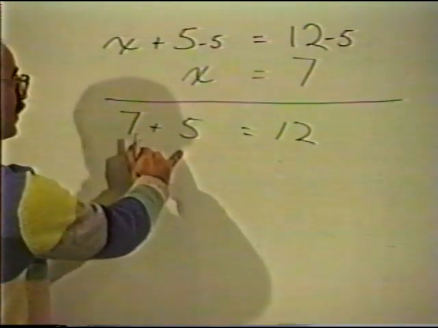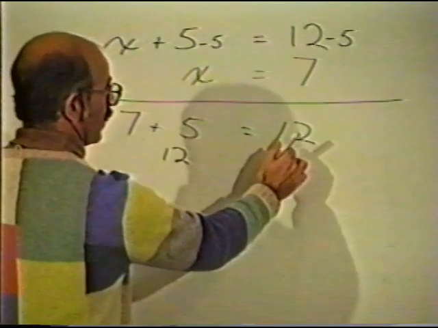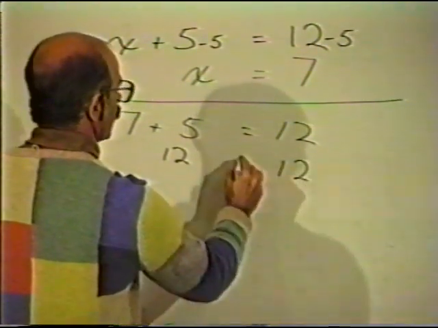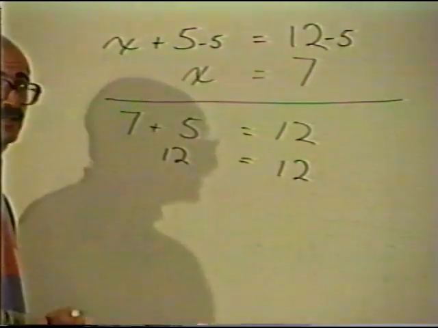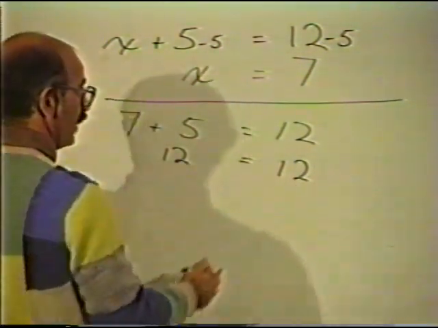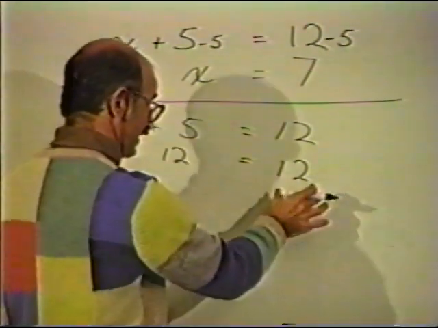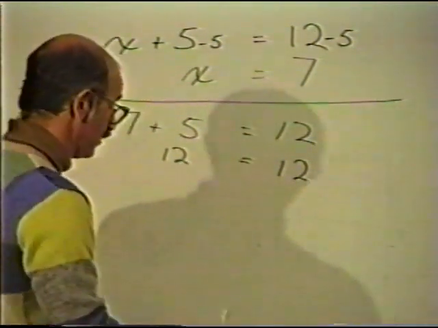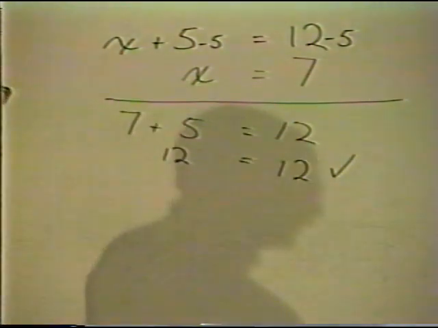What does 7 plus 5 equal? 12. And what do we have already on this side of the equation? 12. So, we have made both sides look exactly alike. It says 12 equals 12. And because we were able to work with one side and make it look exactly like the other, that shows us that we got the right answer. And we put a little check, and it's done.